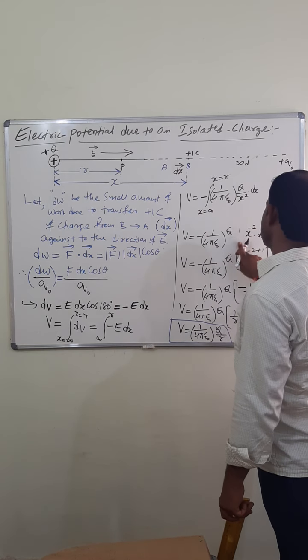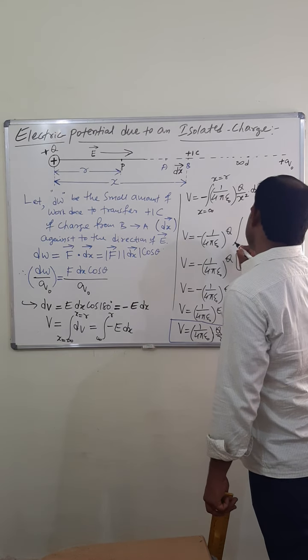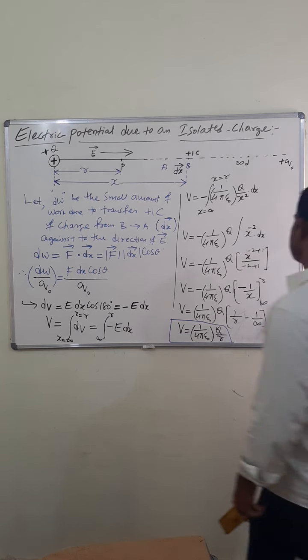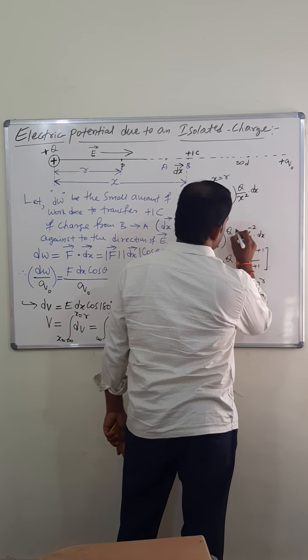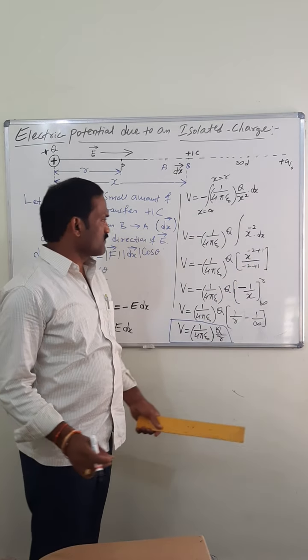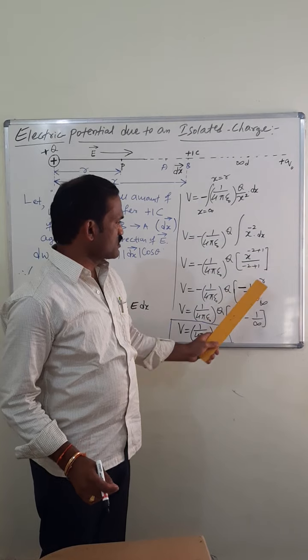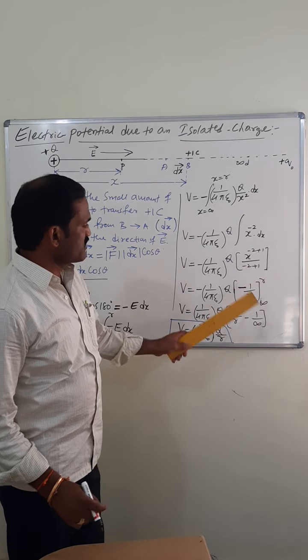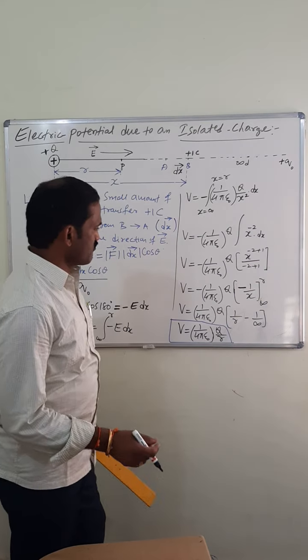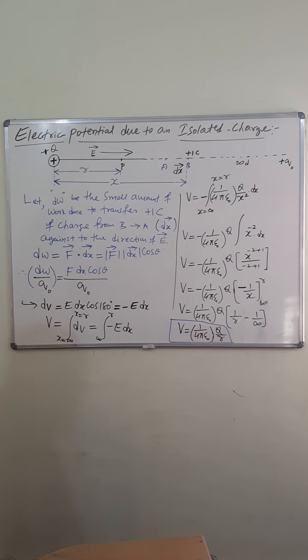Integration of 1 by x square, we don't have a formula for integration of 1 by x square. That can be written as x to the power of minus 2 into dx. Right? So now you apply directly the limits after integration. X to the power of n into dx is x to the power of n plus 1 by n plus 1. Therefore, x to the power of minus 2 plus 1 by minus 2 plus 1. If you simplify, minus 2 plus 1 is minus 1, so you will get minus 1 by x.